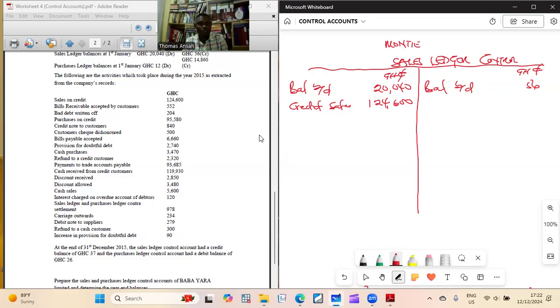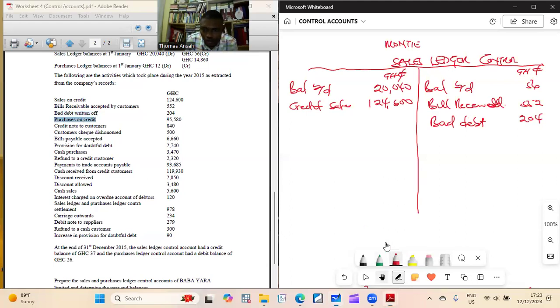So let's say bills receivable accepted. So you can just scratch this. You accepted the bill, which means that when the time is due, you will just go and slot it in and use it as the customer's payment. So basically that is that. So if the bill is received, then it means that we need to reduce the customer balance. Now the bad debt is also there. Bad debt is 204, right?